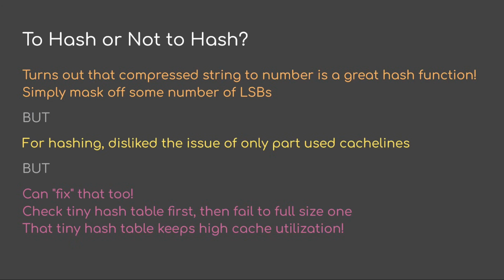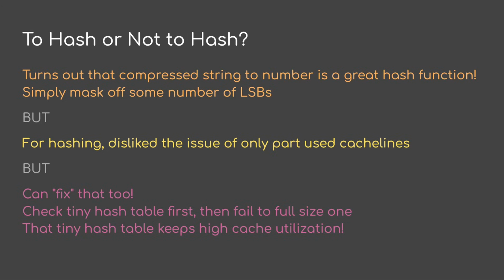Next question is, well, should we hash or should we not hash? It turns out that a compressed string, like in the prior slide, is actually a great hash function. I can simply mask off some number of the least significant bits, and that becomes my hash function. For hashing, I always dislike the issue of only partly using cache lines. That's not very efficient. And of course, we can try to fix that too. We can check a very tiny hash table first and size that hash table to stay in the cache. And then if we miss on that, we can go to the full size one, the one that's going to have pretty poor utilization on cache lines.